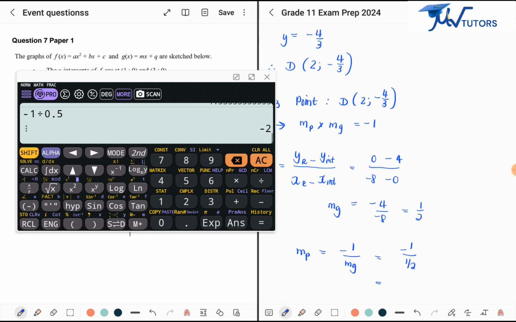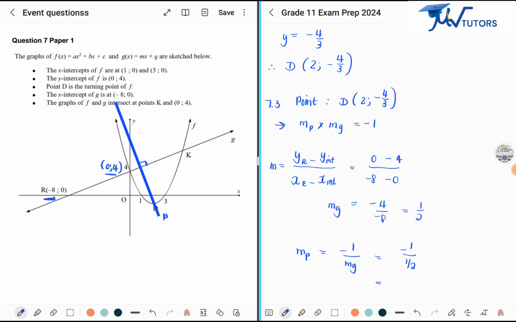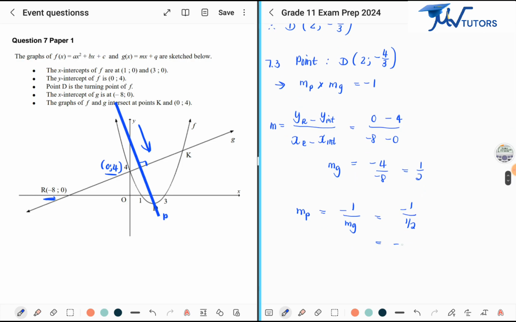All right, so let's see, is our gradient negative or positive? We can see that it's going down, right? So we are expecting a negative answer. So here we have our gradient for P, which would be -2.